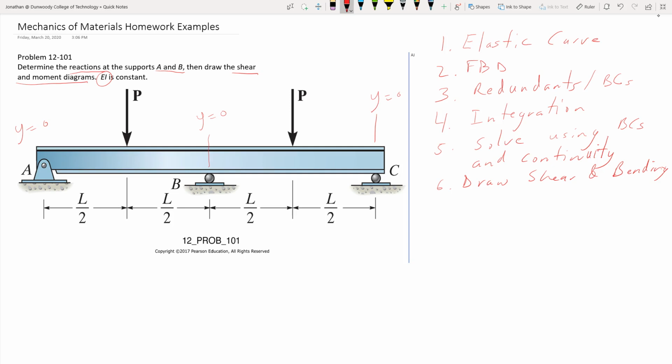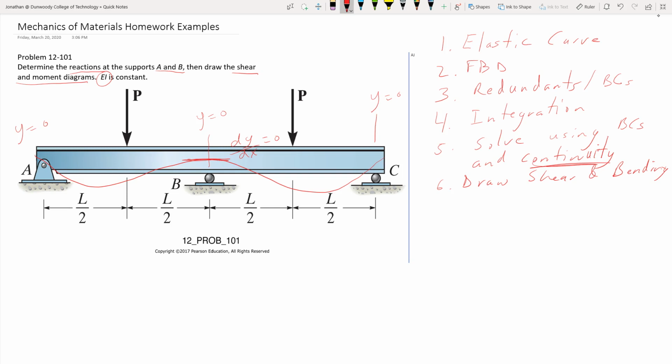Looking at this again, we see that this is symmetric, right? At L over 2, we have this load, another L over 2 from the other side. We have this load. This thing is right in the middle as well. So our elastic curve is going to be something like that. It should be symmetric, but not quite. So what does that tell us? Well, at the center here, since it's symmetric, our slope is also going to be 0. That's our continuity equation here. So we have 3 boundary conditions, 1 continuity equation.